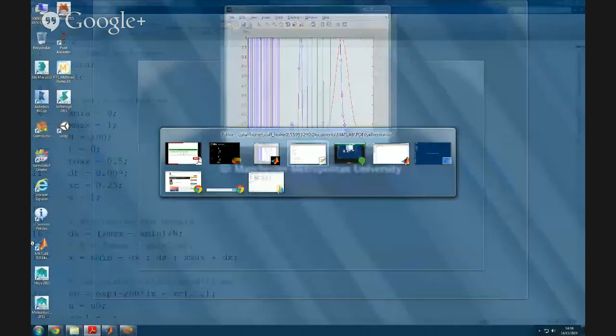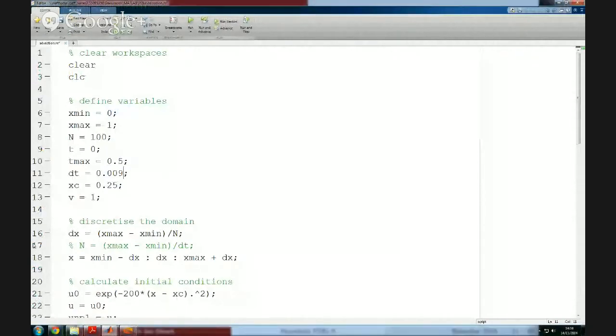If I go back to the MATLAB. Okay, dt, if I set that to be slightly bigger, the highest value I could have dt in here would be 0.01. Okay, I set it slightly bigger.